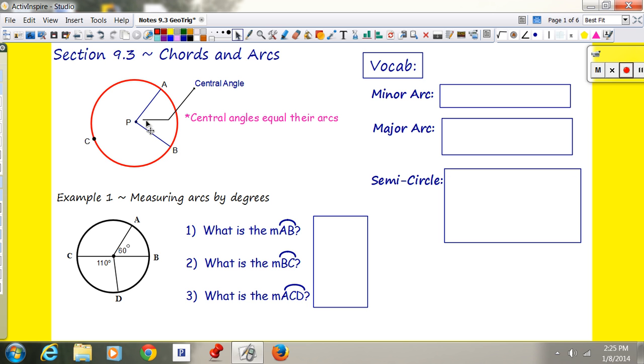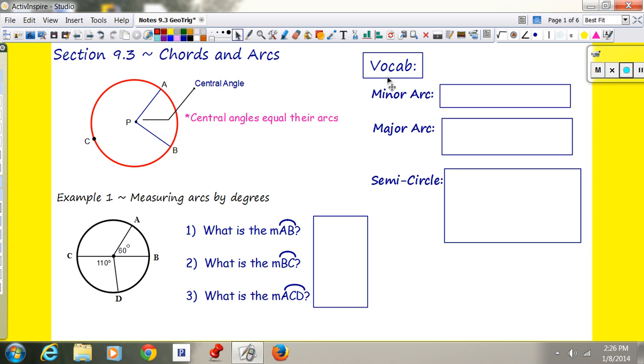So let's say this angle was 90 degrees. Then this arc would be 90 degrees out of the whole 360 degrees that the circle is. This arc would be 90 degrees since the central angle is 90 degrees. Central angles are equal to their arcs.